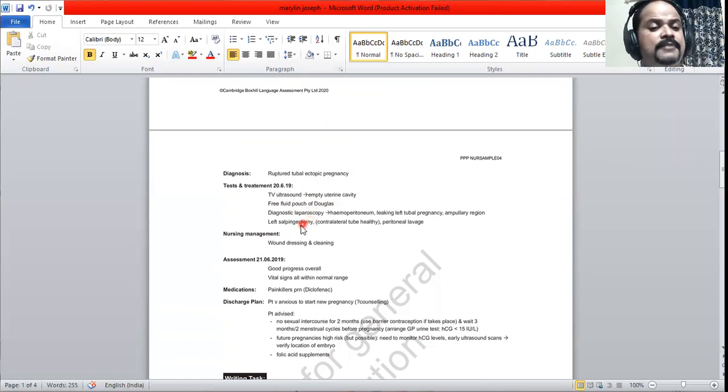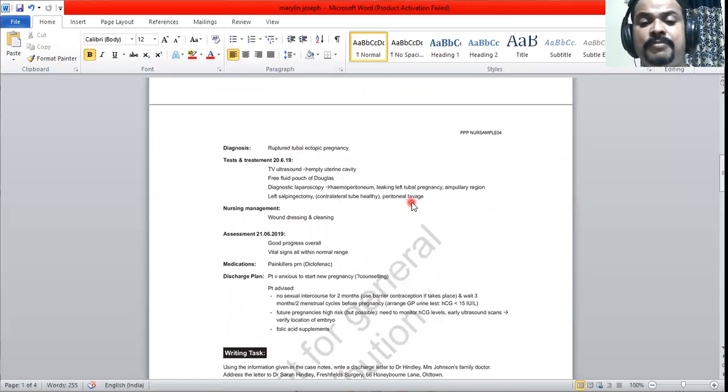Go with the diagnostic confirmation. Now she went for the diagnostic confirmation, that's laparoscopy. When we visualized, we found hemoperitoneum and a leaking left tubal pregnancy. So a left salpingectomy was performed through the ampullary region. You can see that the contralateral tube, the other side tube, is healthy. Lavage is then done, the blood is washed out from the peritoneum, and we made it clean. The pressure is relieved from the peritoneal cavity so that we can prevent peritoneal guarding.